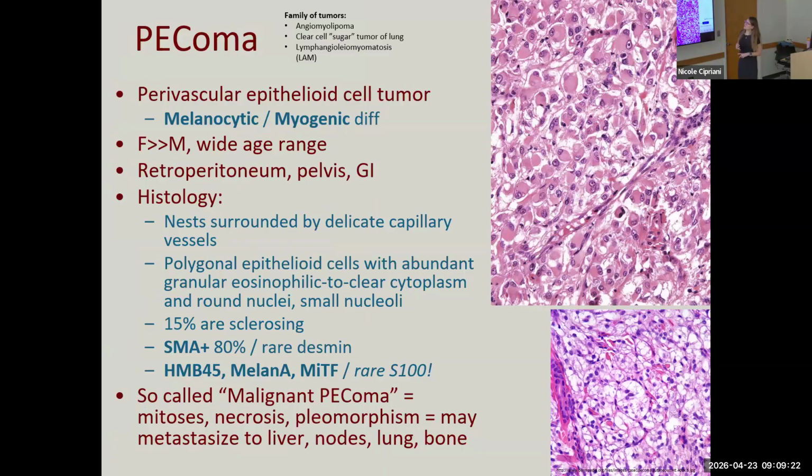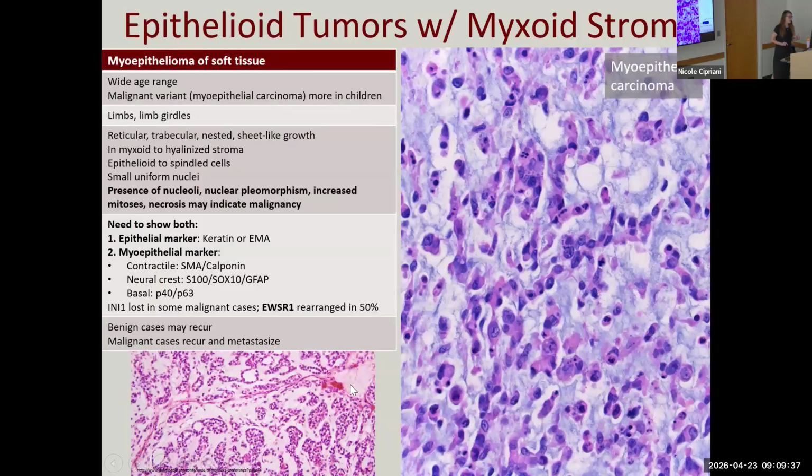Mixed melanocytic myogenic differentiation. Usually you're going to see this in the GYN or GI regions. Again, it has a sort of rhabdoid appearance. Sometimes it can be clear cell. It has mixed myogenic and melanocytic differentiation, as I said. Okay. Epithelioid tumors with myxoid stroma.